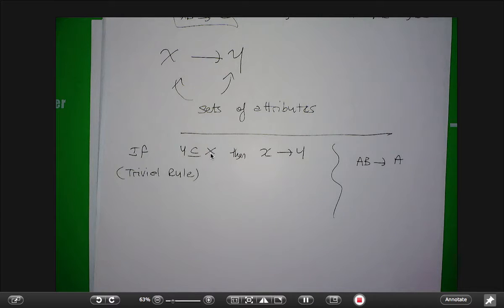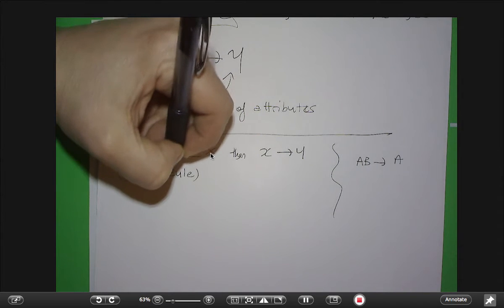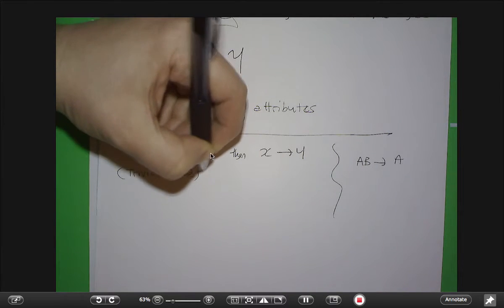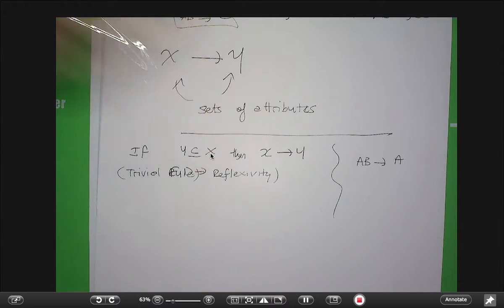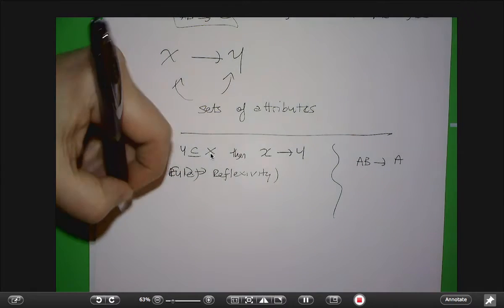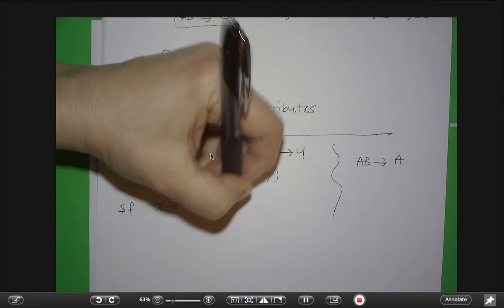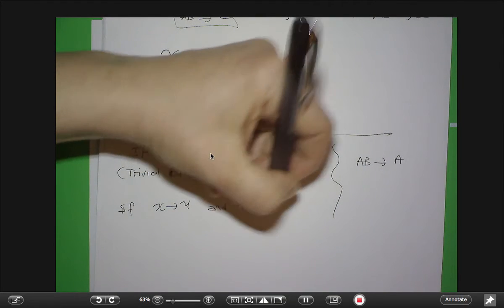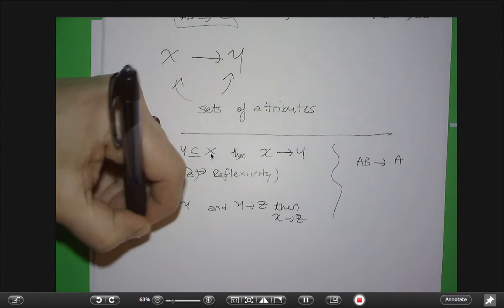It's the first thing, we don't want trivial functional dependencies, right? So this is not called the trivial rule. This is a trivial functional dependency, but the rule is actually called reflexivity. The second one we just did: if X implies Y and Y implies Z, then we have X implies Z, which is called transitivity.